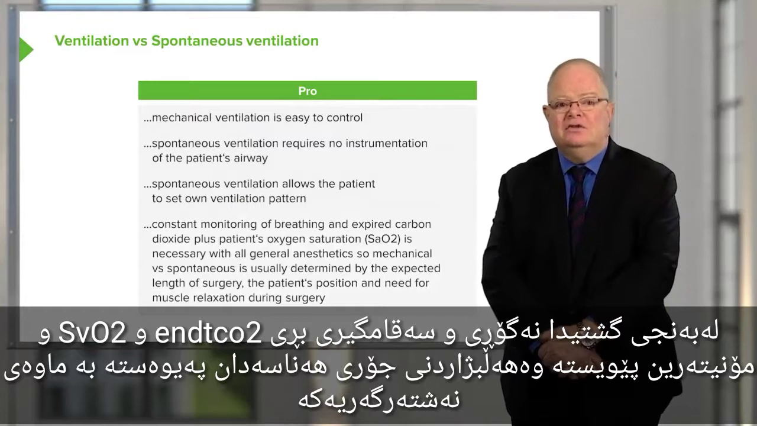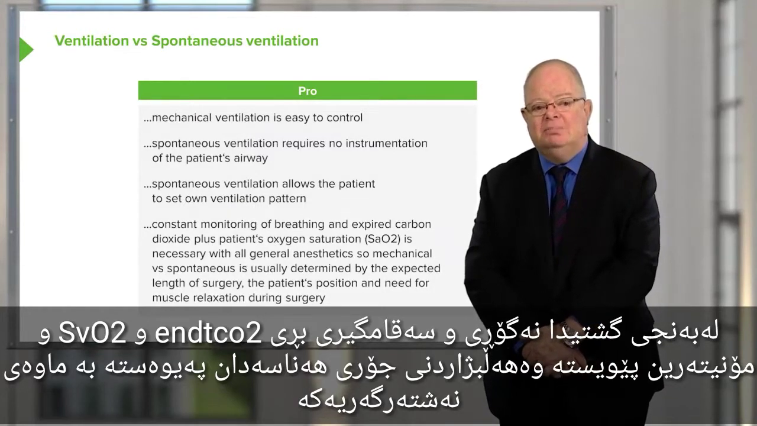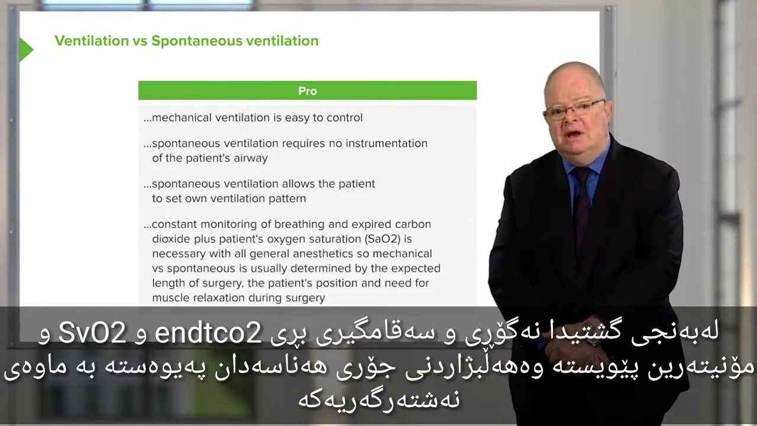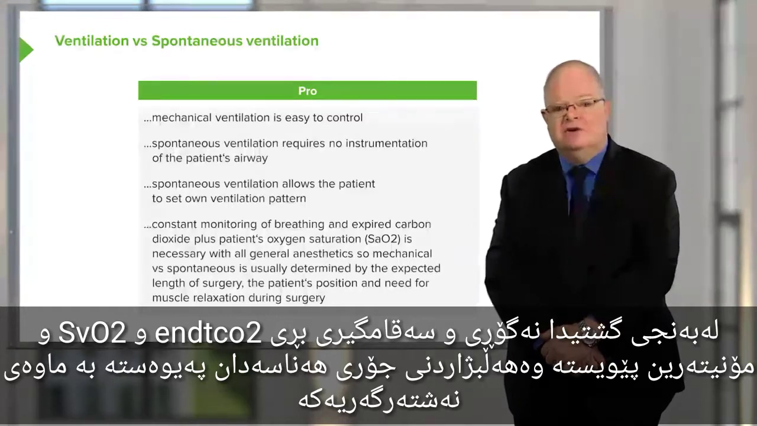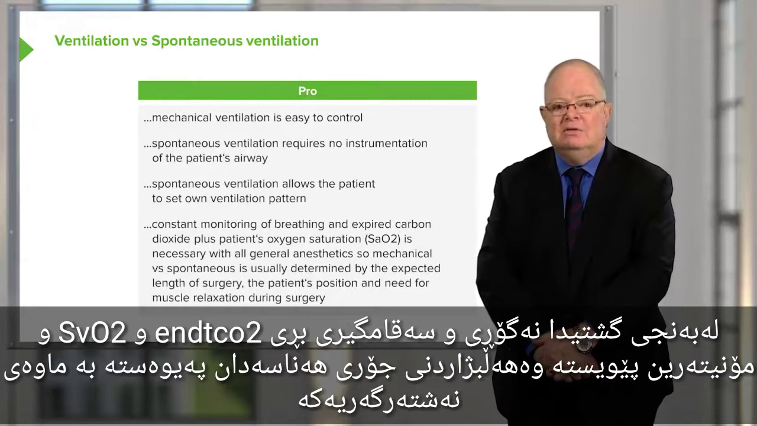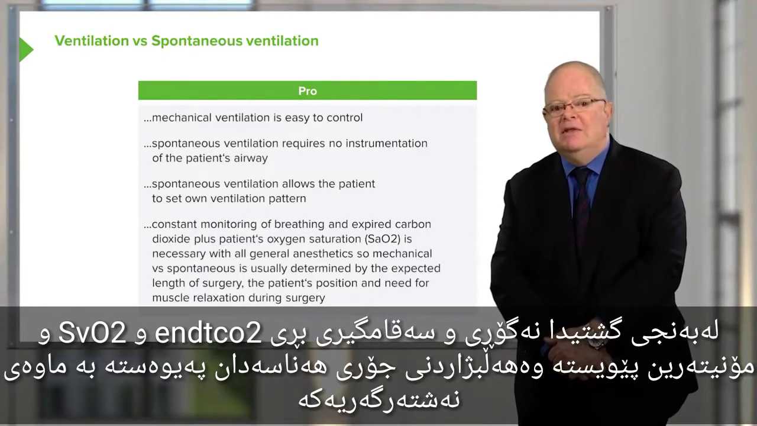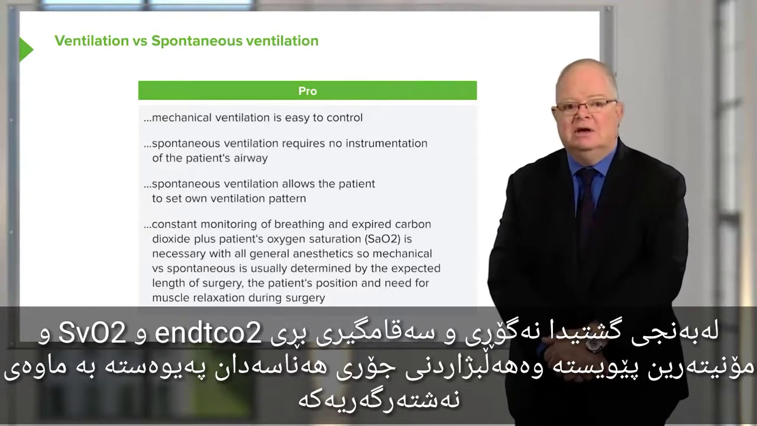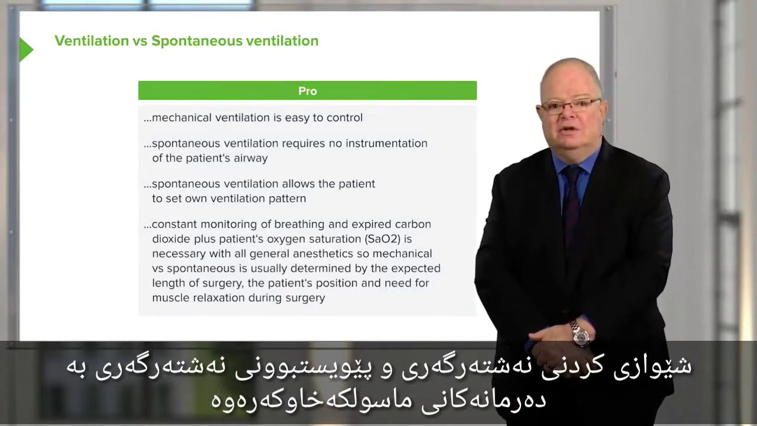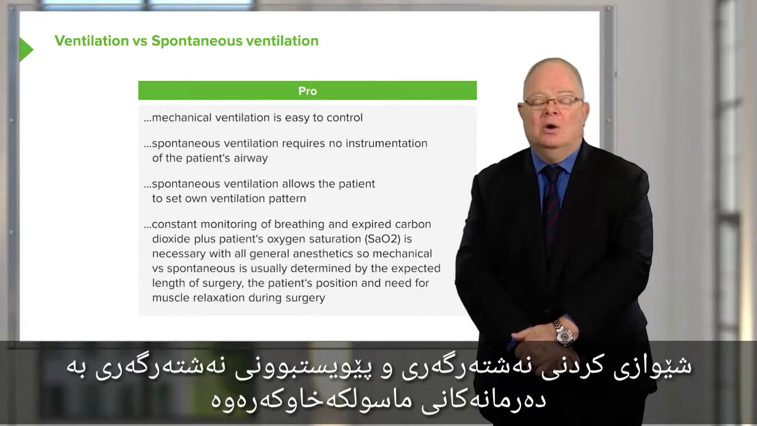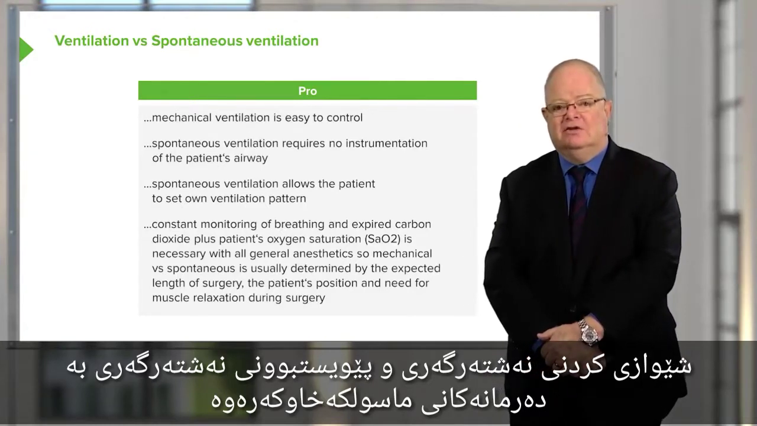In either case, constant monitoring of breathing and expired carbon dioxide, plus the patient's oxygen saturation, is necessary with all general anesthesia, so that mechanical versus spontaneous ventilation is usually determined by the expected length of the surgery, the patient's position during the surgery, and the need or lack of need for muscle relaxation during the surgery.